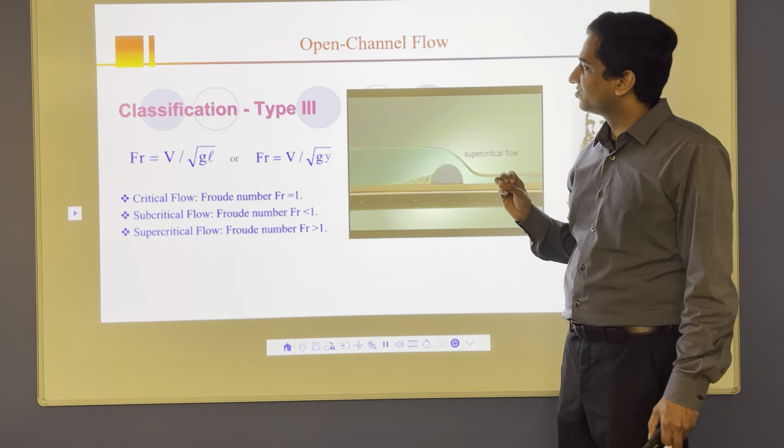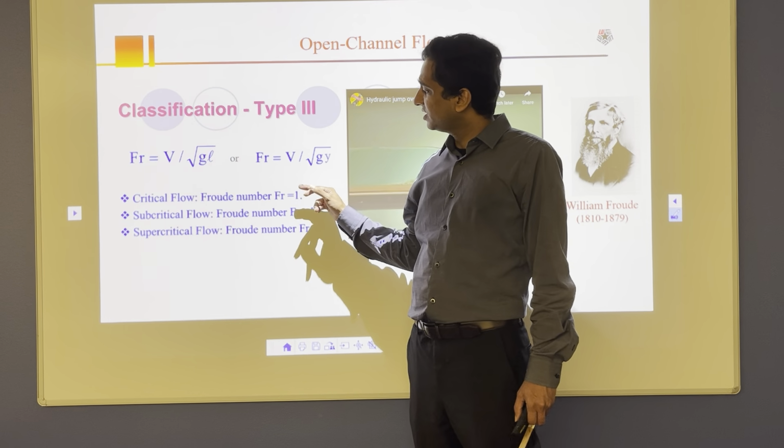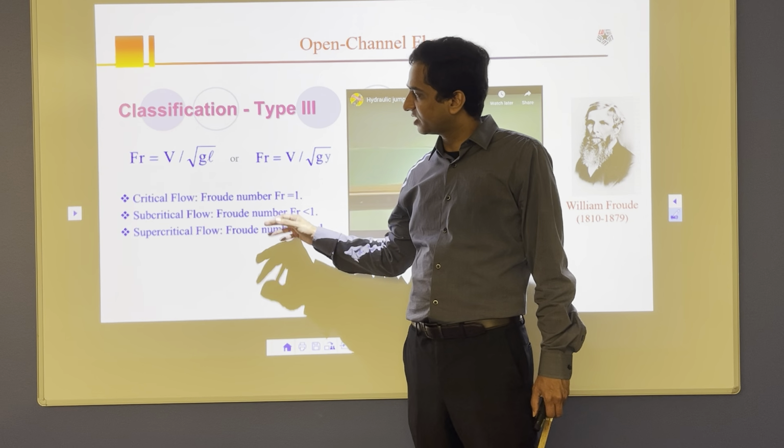But the most important classification is type 3 classification, based on whether flow is critical, subcritical or supercritical, based on Froude number.